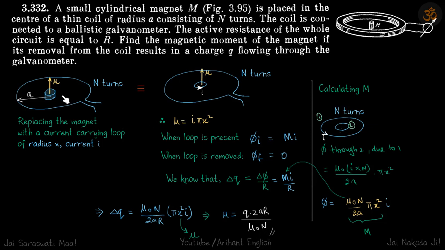So once again, we replaced the magnet with a current carrying loop whose magnetic moment we can write as I into pi x square. Now the change in flux we can write as Mi, and we have replaced it with a loop so that we can calculate M easily. So we have derived what is the M. We have put the M value here. So delta Q is equal to delta phi by R. We got the value of delta phi in terms of mu. So from here we've got the value of mu which we need.